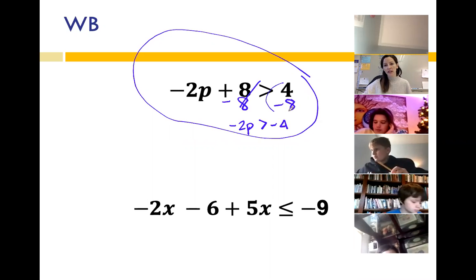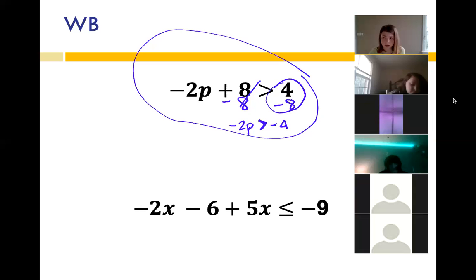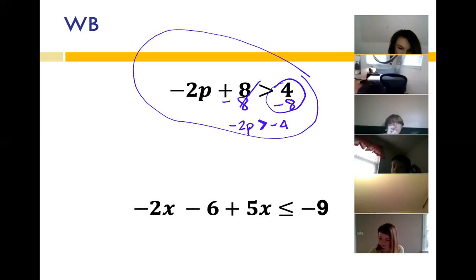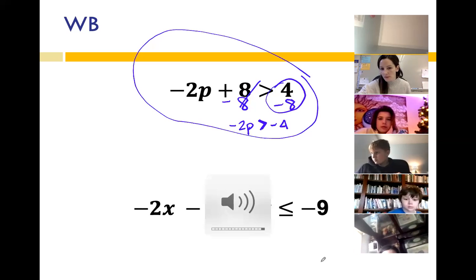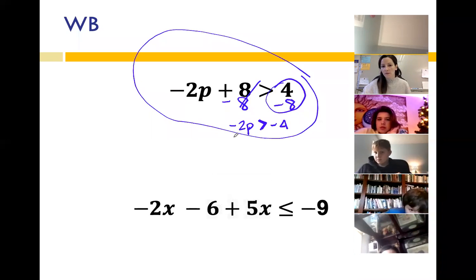If you're still getting these things wrong, like 4 minus 8, make sure you're double checking yourself on a calculator. And then our second step would be to do what? Let's go with Lexi. Can you tell us what the second step is for this one? The first problem? Then you would divide by -2. Good. Divide both sides by -2.